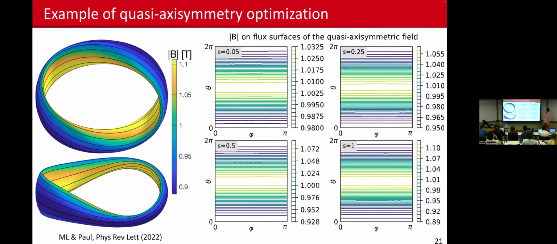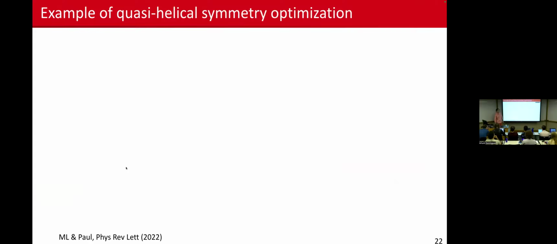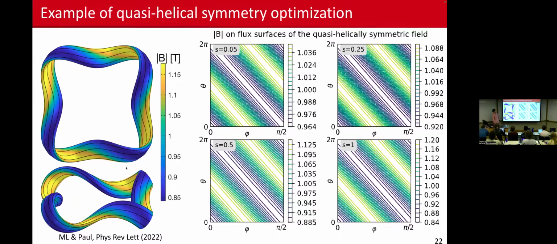Okay. And not only is it satisfied well at the boundary, it's satisfied extremely well at different interior surfaces in the plasma. So it's throughout the volume. Okay, same thing for this. This is a 4-field period QH stellarator. You can see the QH-ness through these helical mod B contours. And again, it's well satisfied throughout the volume.